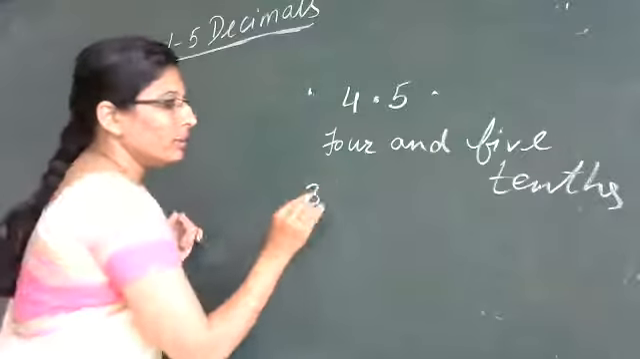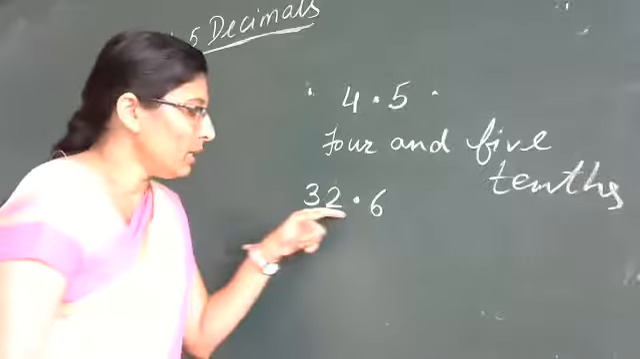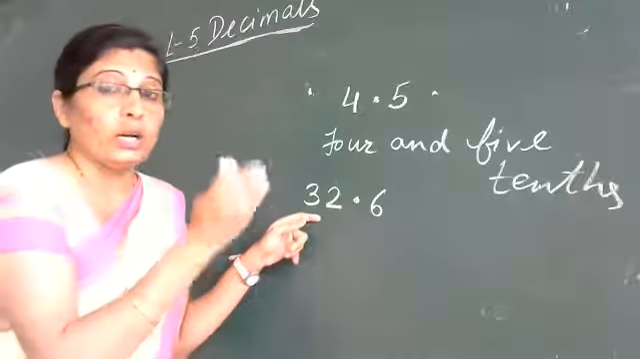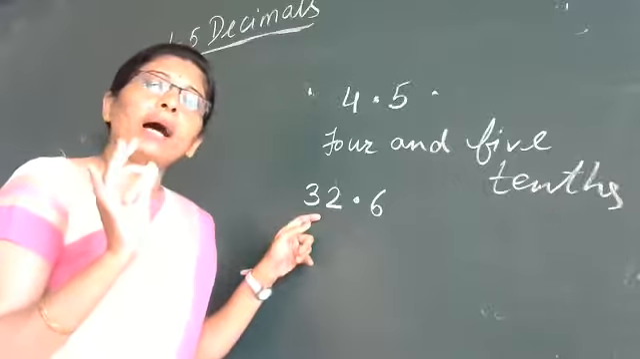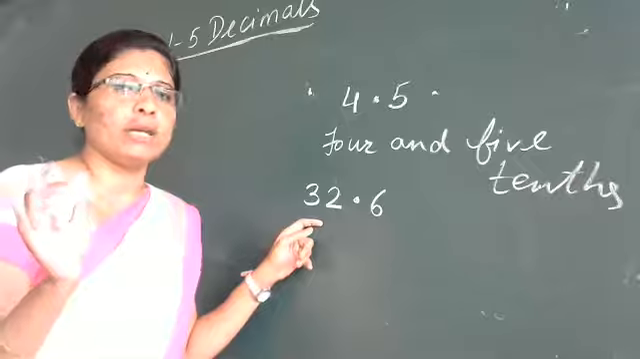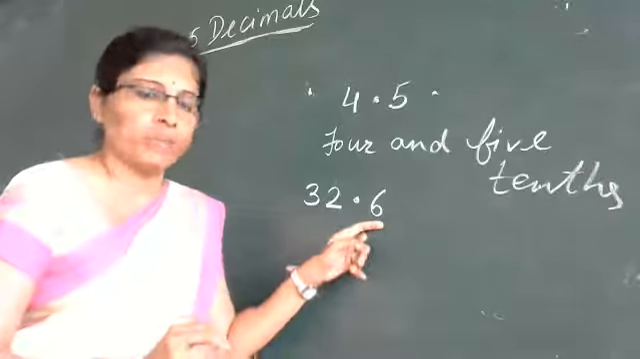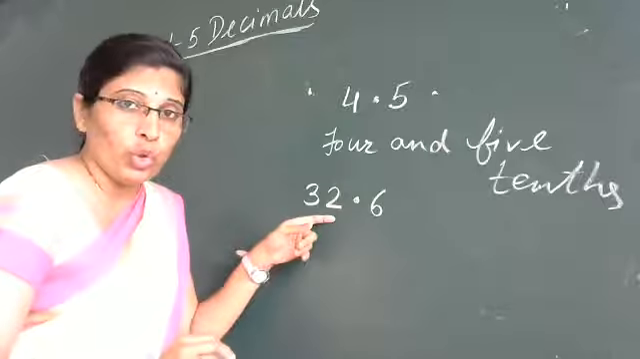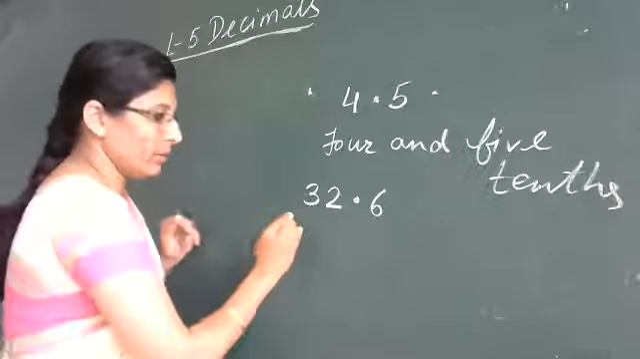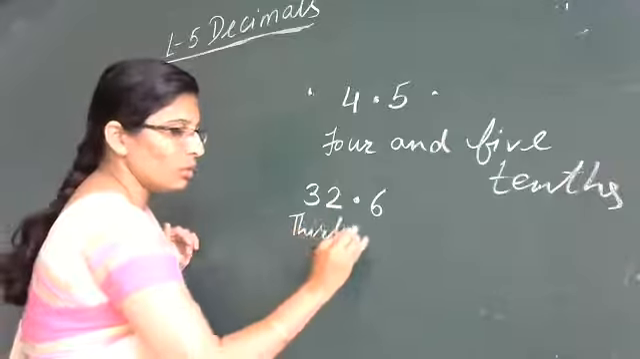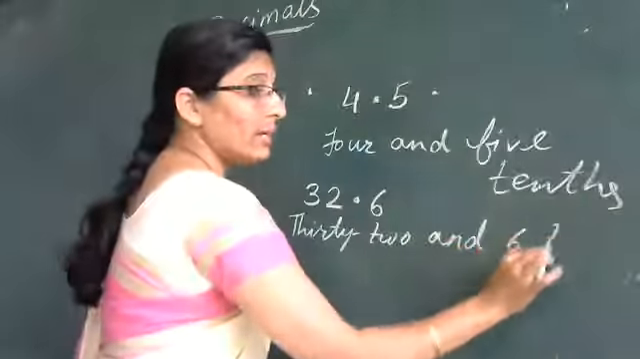Now see 32.6. This is 32. The whole number part will be the same. Yes. The whole number part, how we read in the Indian number system or international, the same method we have to read. But the decimal part will change. So it is 32.6. Or second method, 32 and 6/10.